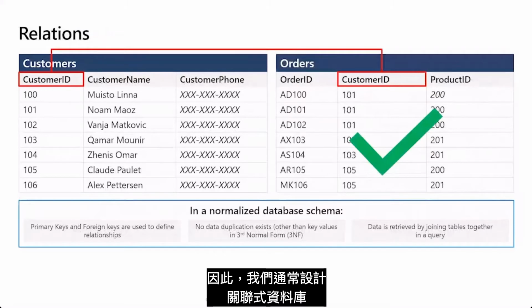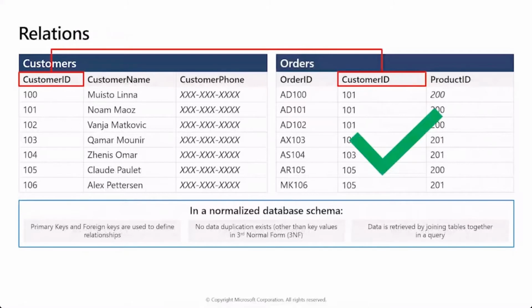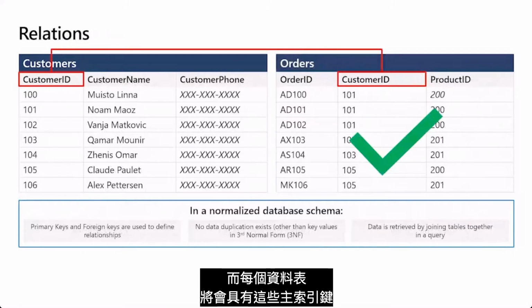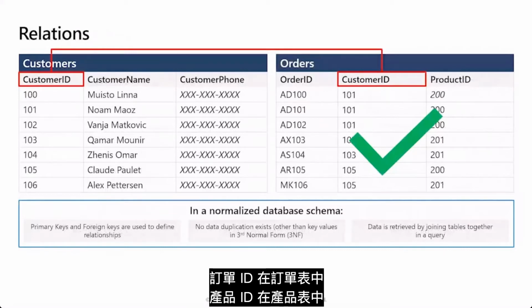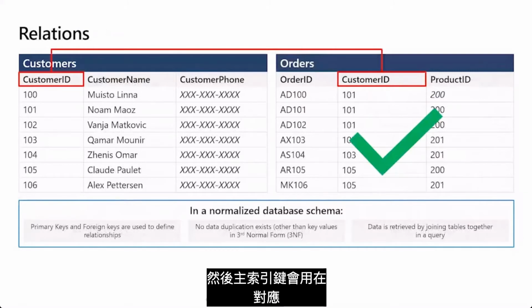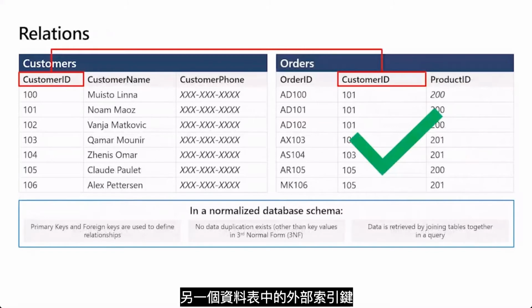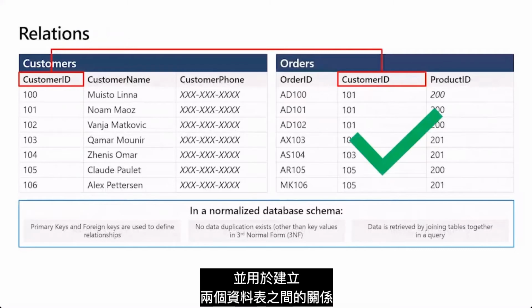And so we typically design a relational database by creating this relational data model. Each table will have a primary key, so the customer ID in the customer table, order ID in the order table, and product ID in the product table. These are all examples of primary keys. The primary key is then used to associate with a foreign key in another table. And so the customer ID and the product ID in the orders table are foreign keys. This foreign key references the primary key and is used to establish that relationship between tables.